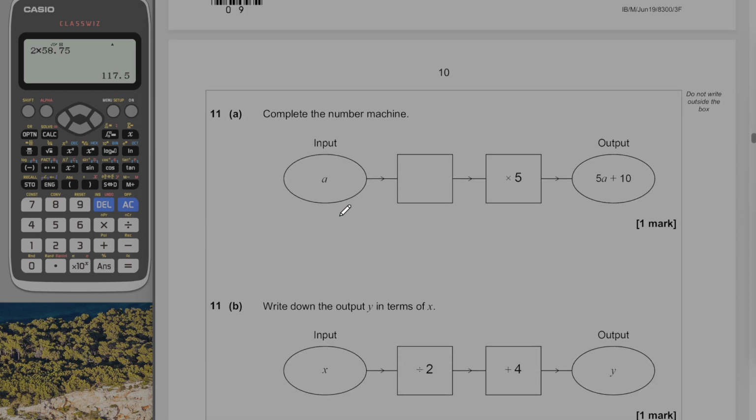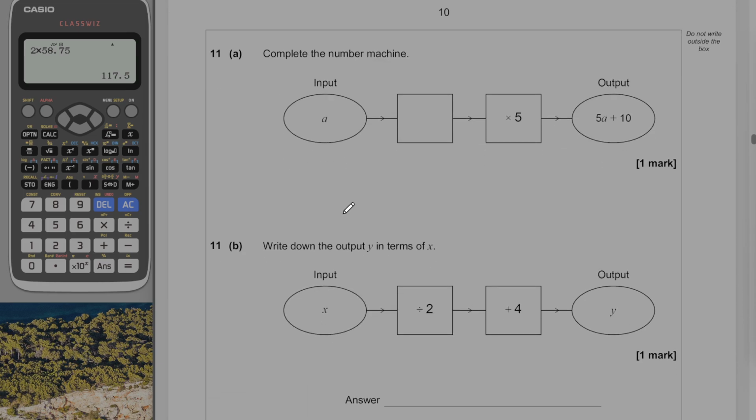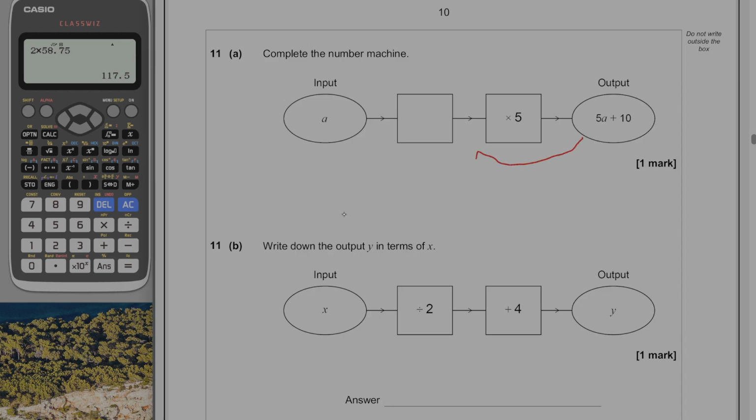Okay, question 11, complete the number machine. So input of A, blank here, times by 5 equals that. What I'm actually going to do is divide that by 5, and that will give me my answer. So 5a divided by 5 would be a. Sorry, I'll do it here. It will be a, and then plus 2. So if we started with a, that must be 2. Sorry, plus 2.